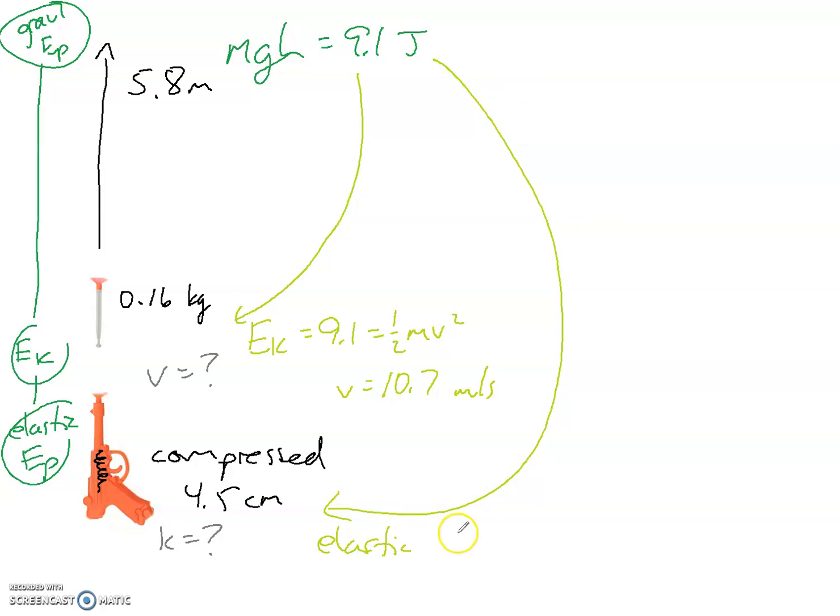And I can use this to find out the K value for the spring. So once again, it's going to be equal to the 9.1, and I can use my spring expression, 1/2 kx squared. I know the x value, that's my 4.5 centimeters, so I can solve for my K value. So I take the 9.1, times by 2. It's actually a very similar calculation to the speed calculation. Again, don't forget to square the distance, and don't forget to put it into meters, and then we can calculate the K value.